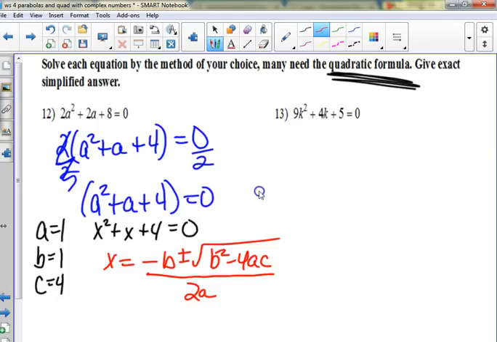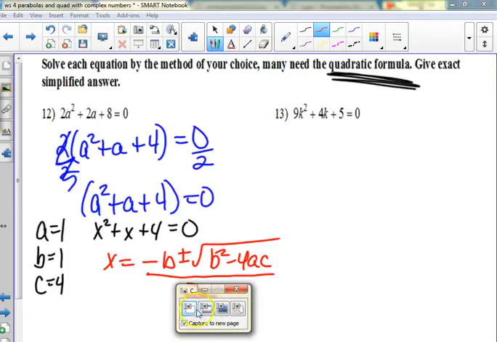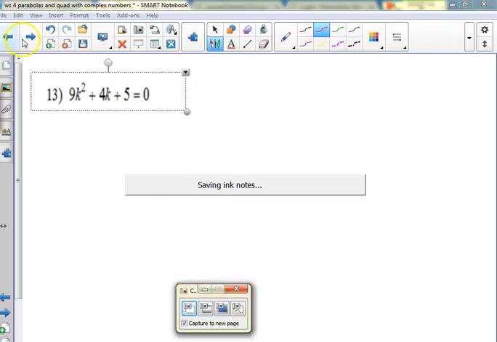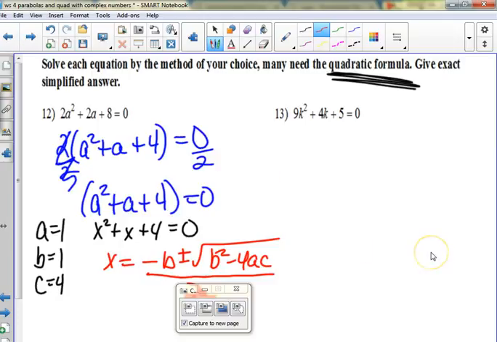So I'm going to send this problem to the next page. Maybe. Did that work? Yes, it did. Okay. So that I can write over here.